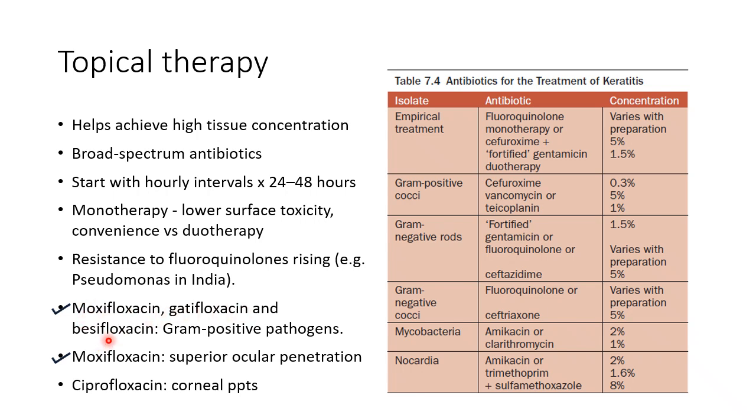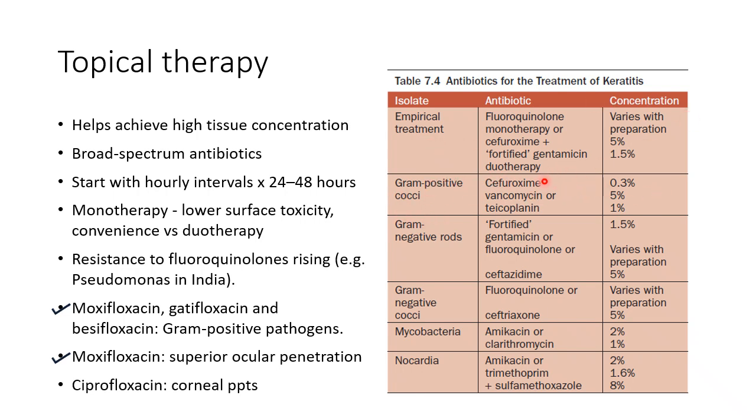Moxifloxacin, gatifloxacin, and besifloxacin, these are the newer generation fluoroquinolones and they are effective against gram-positive organisms. Remember, moxifloxacin has the best ocular penetration. And of course, we are still using moxifloxacin as a broad-spectrum antibiotic almost everywhere. Ciprofloxacin, we know, causes corneal precipitates. So look at some of the antibiotics, right? So empirical treatment preferably is done using moxifloxacin or some other newer generation fluoroquinolone as a monotherapy or as a duotherapy.